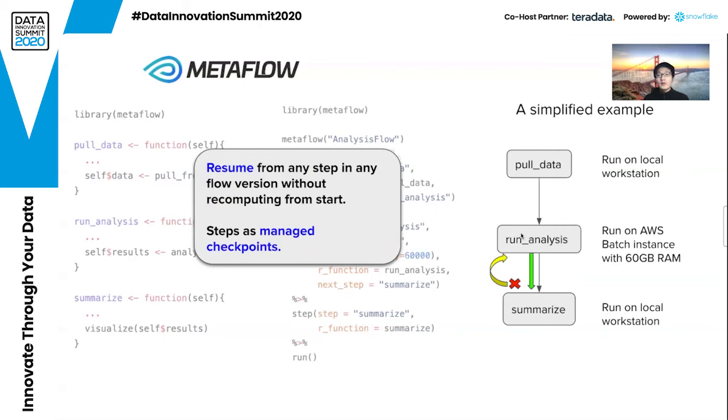Metaflow also tries to be friendly for debugging and quick iterations. If your computation fails in one step, or if you made a change to a step, Metaflow allows you to resume from this step using the data from previous steps without needing to recompute from the start. This is pretty helpful for quick iterations because you can think of each step as a managed checkpoint. If we do checkpoints manually, we have to worry about versioning and managing the file name and the path of intermediate data. Having steps as automatic checkpoints is pretty convenient.